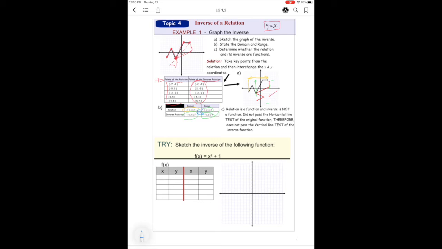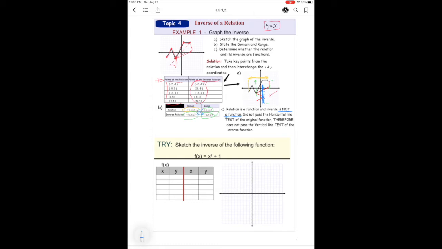Okay, is the inverse a function? Well, if you look at this red one, if I draw a vertical line right there, it doesn't matter where, it touches in more than 2 places, so the answer is no, it's not a function, because it doesn't pass the vertical line test.